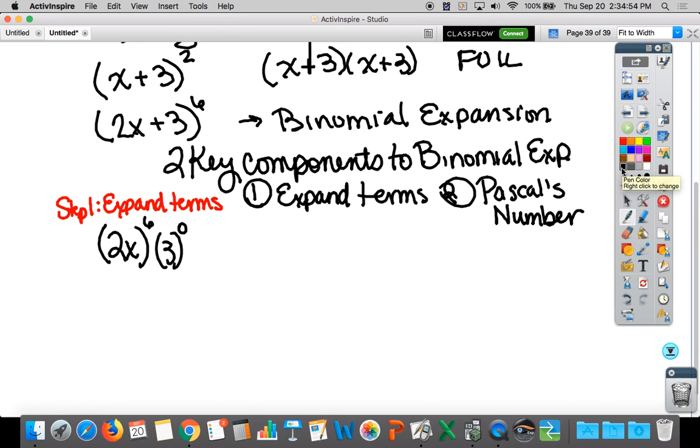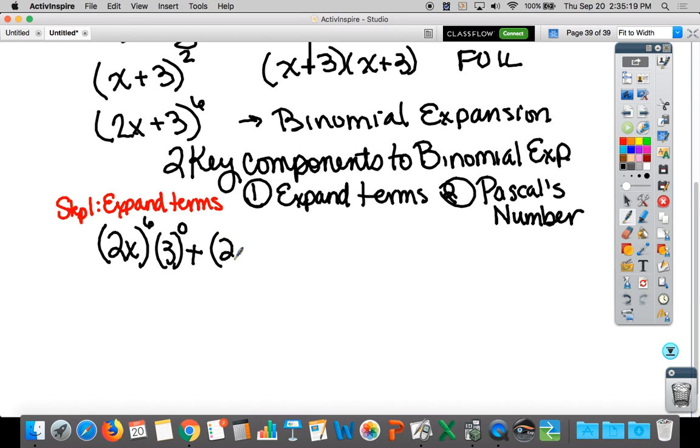The second key component, not necessarily the second step, is Pascal's number. We're going to talk about both of those. But right now, let's go back and expand these terms. So 2x gets all of the power, 3 gets none of it. Now, I'm going to put a plus here because this is a plus. We'll talk about minuses tomorrow. That does change things.